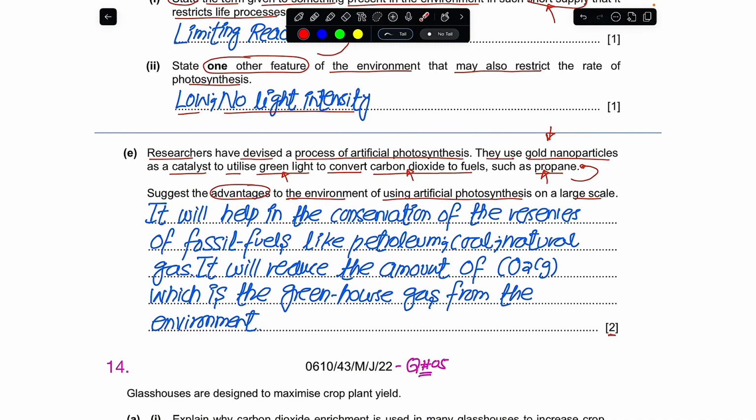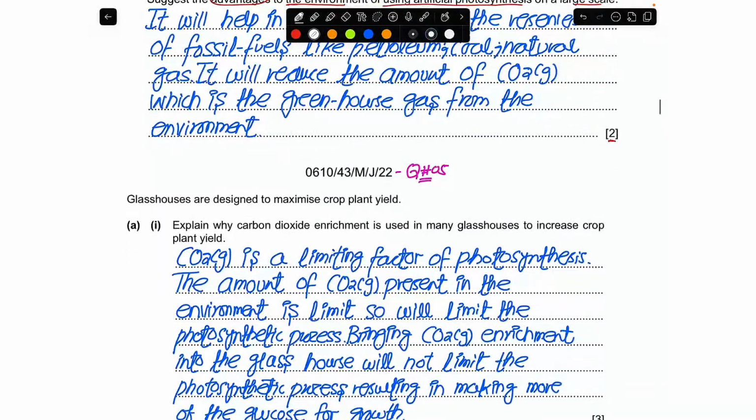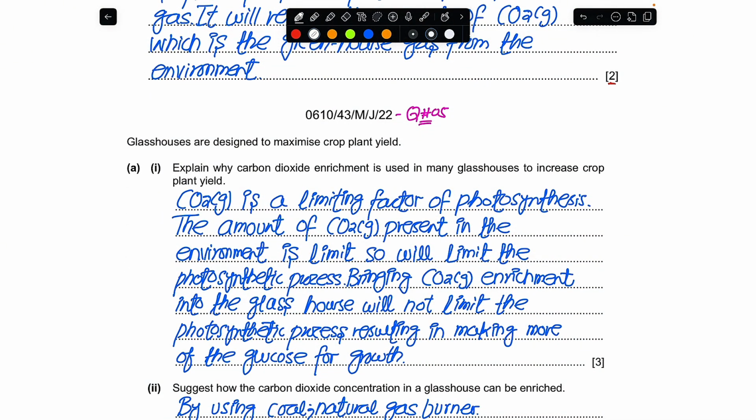Now, since this process is also using carbon dioxide gas, and we know carbon dioxide is a greenhouse gas, and an increase in the amount of carbon dioxide is resulting in global warming, when this starts being used up for this process, the amount of CO2, which is a greenhouse gas, would decrease in the environment, and the problem of global warming can be minimized to some extent.